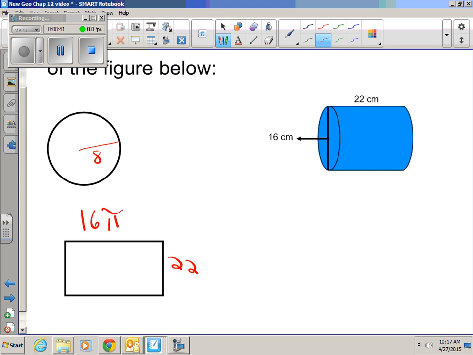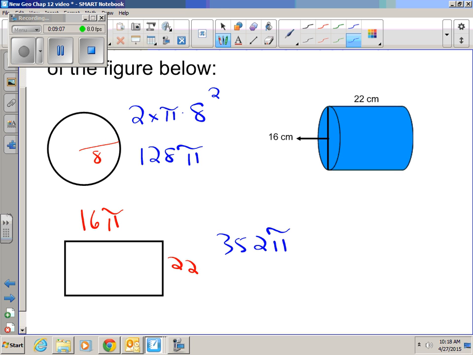2 pi r. So I'm going to have 2 circles. So 2 times pi times the radius squared, which in this case is 8. This is going to be 8 squared is 64 pi. So this is 128 pi. Those are my top and my bottom. And then my lateral surface area is 16 pi times 22, which is 352 pi.